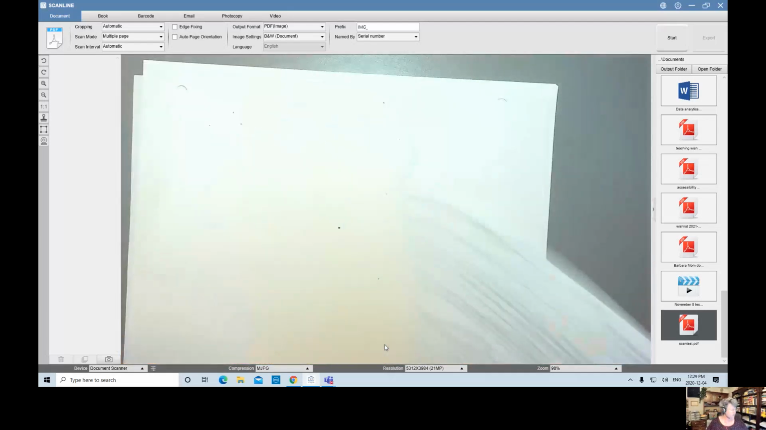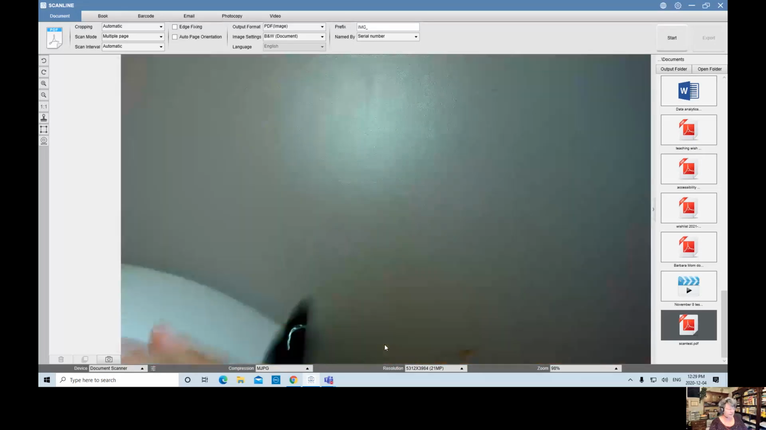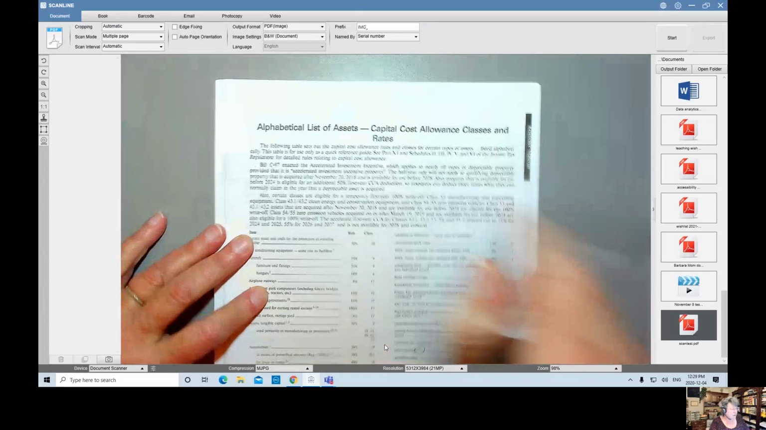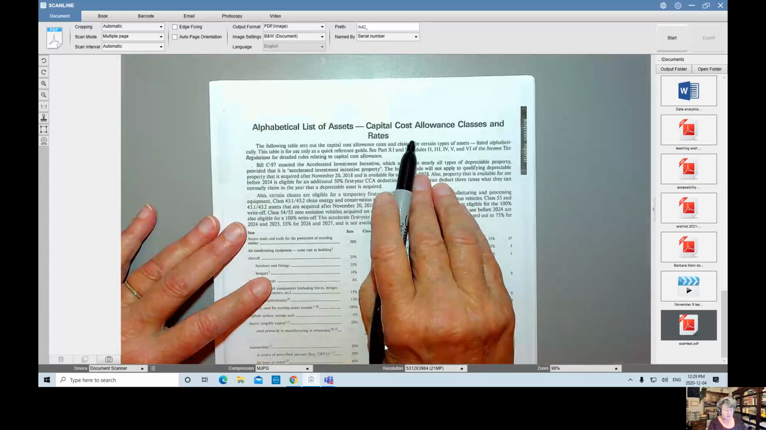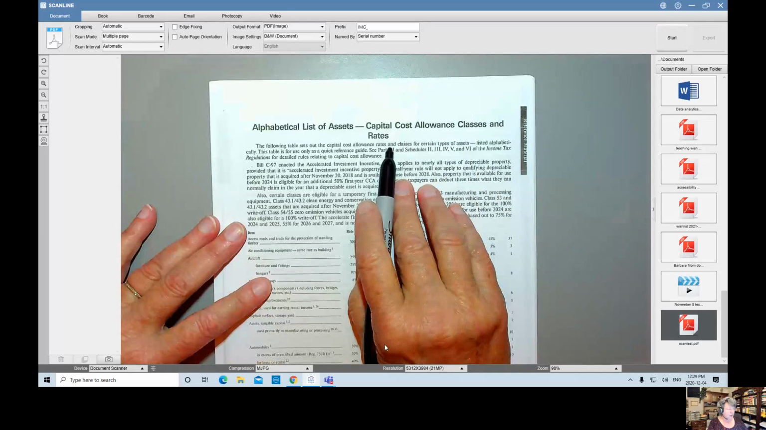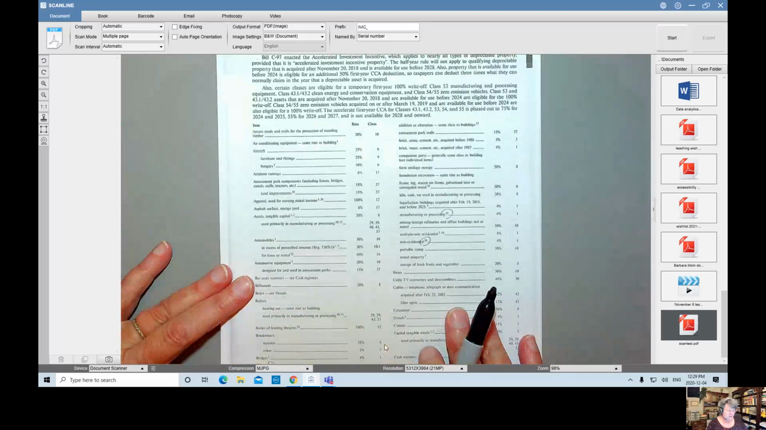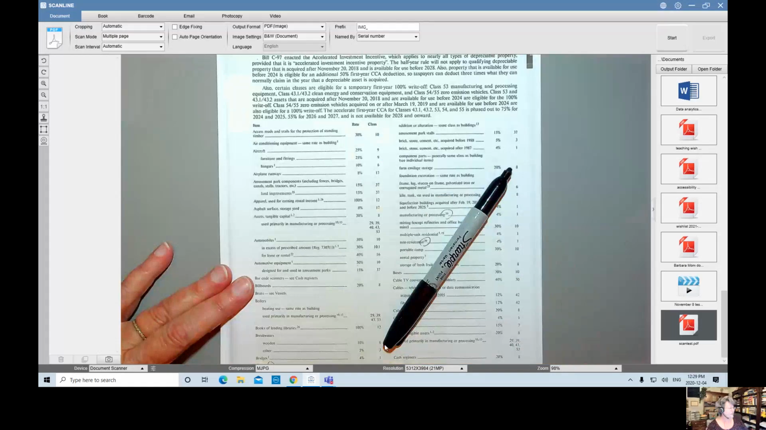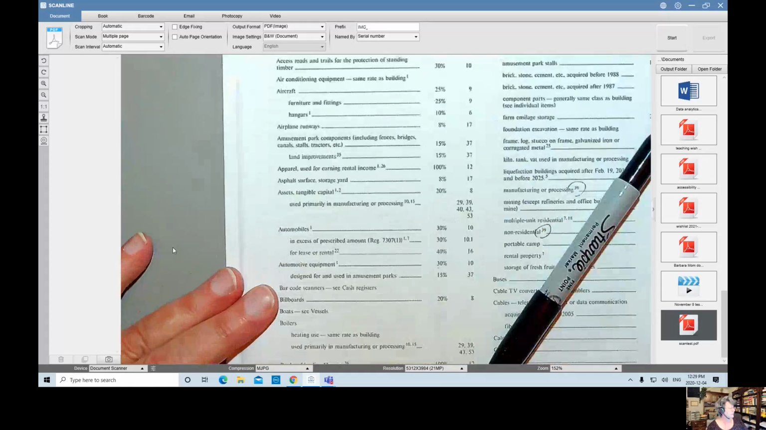The other thing I want you to be aware of is in your Income Tax Act, at the beginning of the act, find this, right? You will find an alphabetical list of assets with capital cost allowance, CCA, classes, and rates. I expect you to be able to use this. So for testing purposes, I will use anything that's in here.